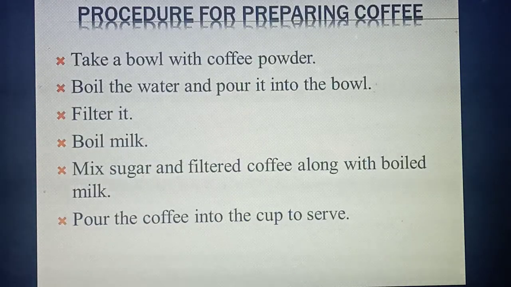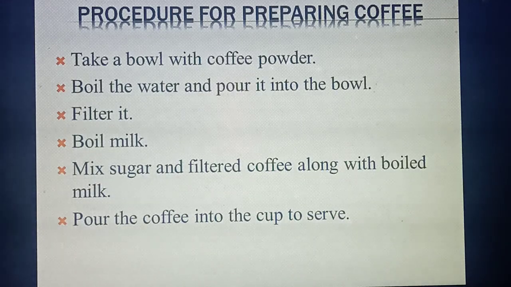Understood? So next is a procedure for preparing coffee. That's the algorithm overall. All this we take as input, this we call the process, and this is the output. So in the procedure, how do you need to write? The same way you need to write an algorithm for any problem. This simple example is given for your understanding. Procedure means how you write the step-by-step process.